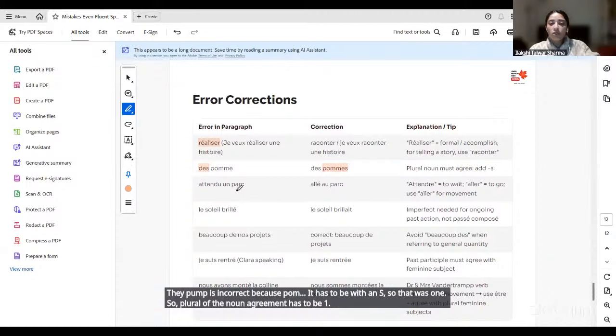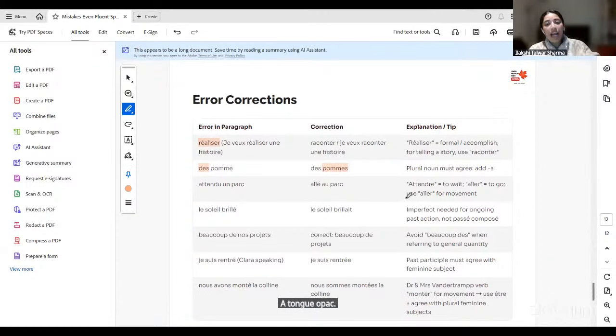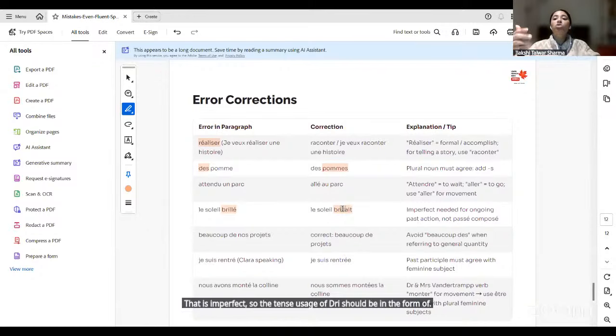Attendu au parc. No. Aller au parc. Attendre is to wait. Aller is to go. So you'll use aller here, meaning that you went to the park. Le soleil brillait. No. The sun was shining. That is imparfait. So the tense usage of briller should be in the form of imparfait. Description.